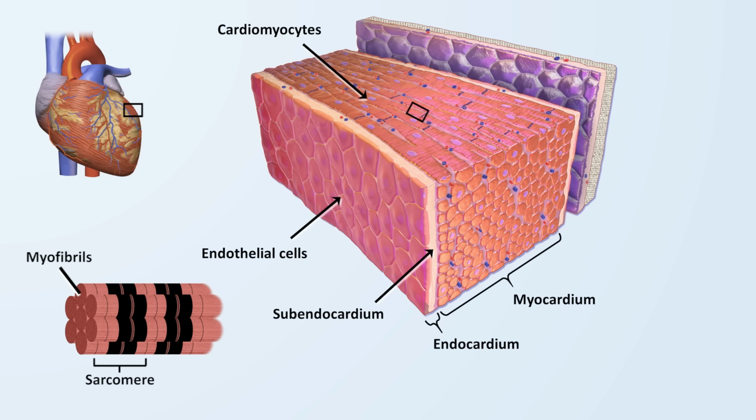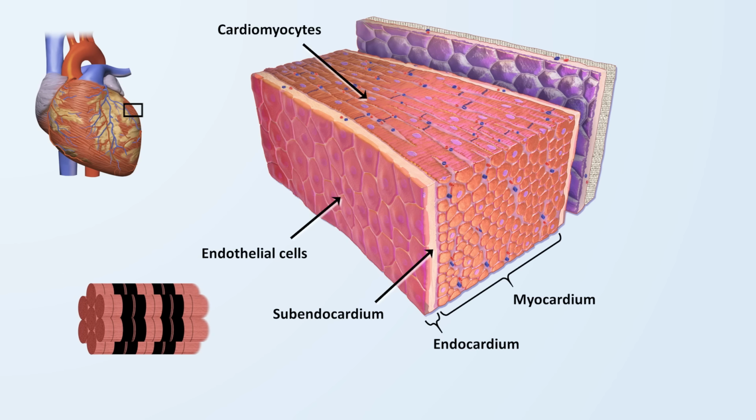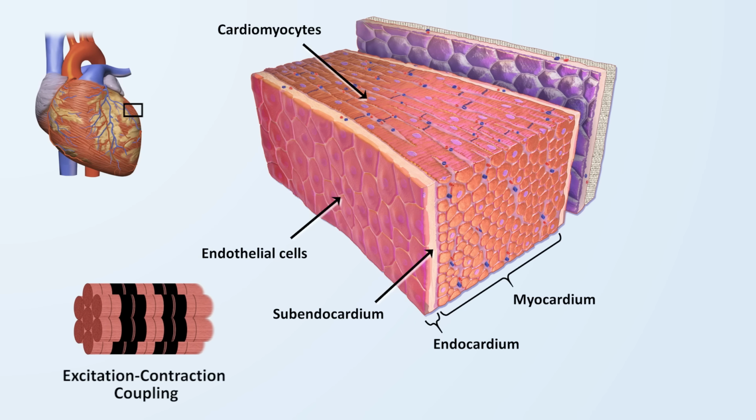The cells are connected to one another via porous bridges called intercalated discs, which allow for the free movement of electrolytes, which is necessary for rapid transmission of electrical signals from one cell to the next through the muscle tissue. This rapid transmission of signal is necessary for coordinated contraction. The overall process by which an electrical signal results in myocyte contraction is called excitation-contraction coupling.